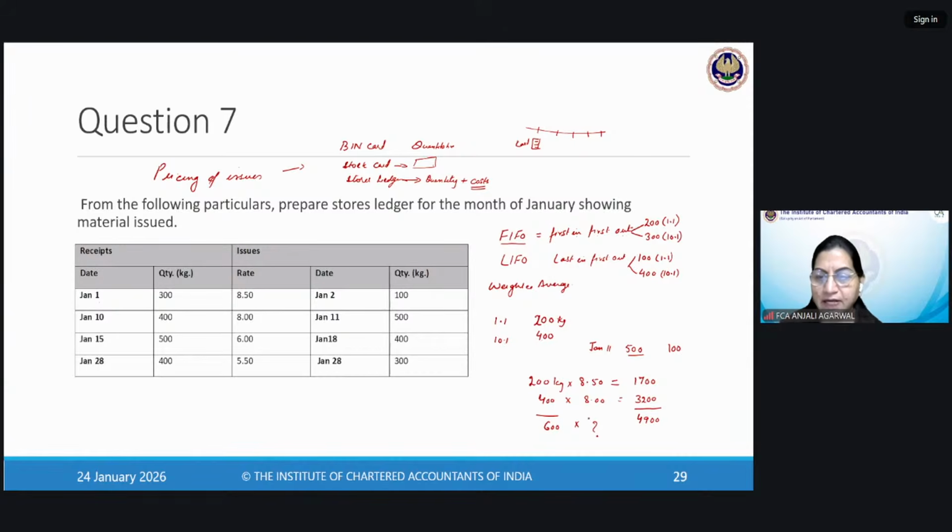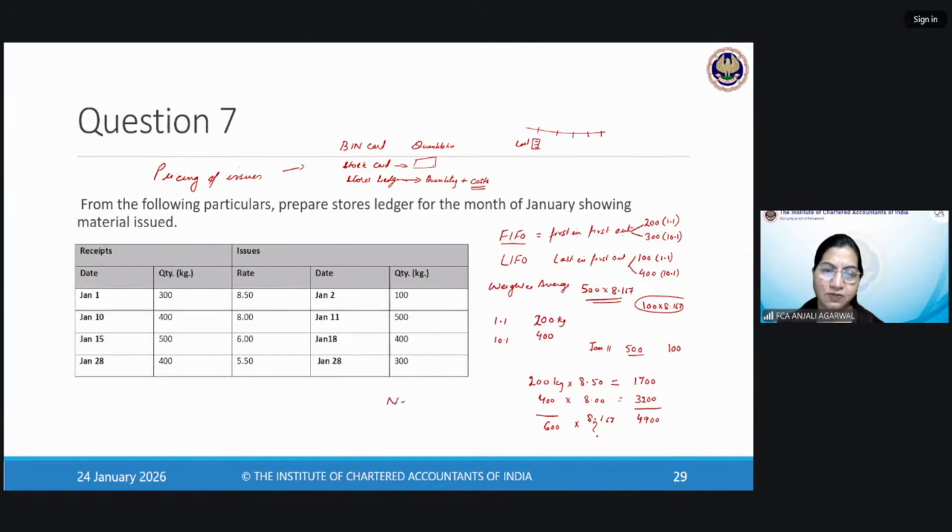It will be priced at 8.16. So in weighted average, we merge the two. The entire 500 units will be sold at 8.167, issued at 8.167, and the closing stock would also be 100 into 8.167. Okay. So this is how we proceed in FIFO, LIFO, weighted average.